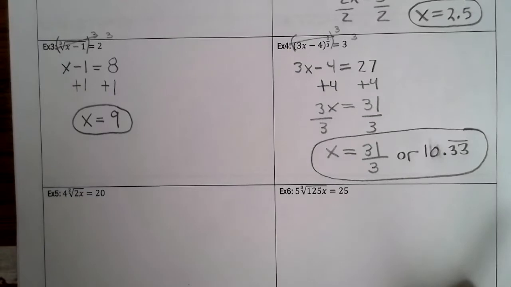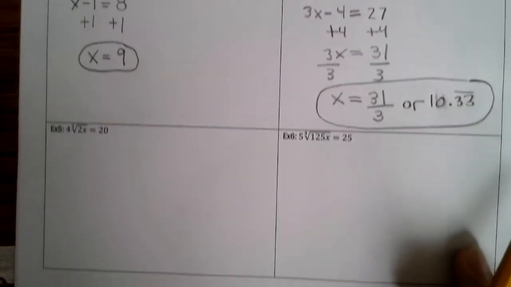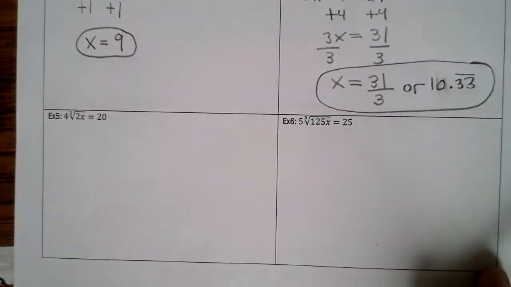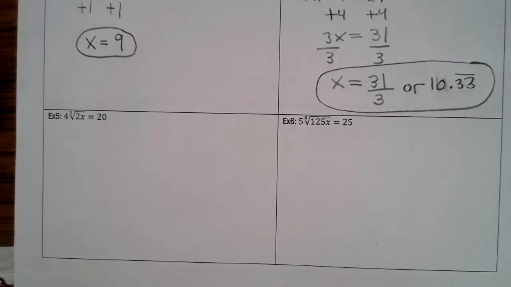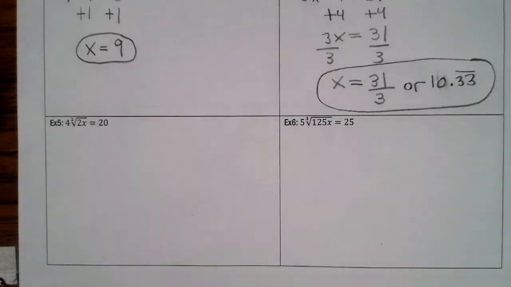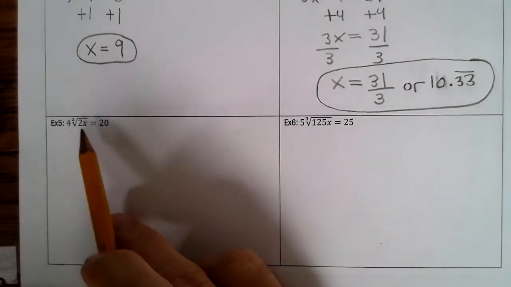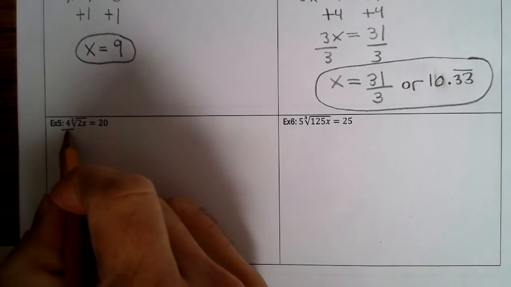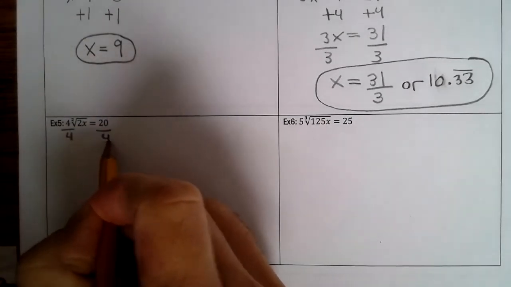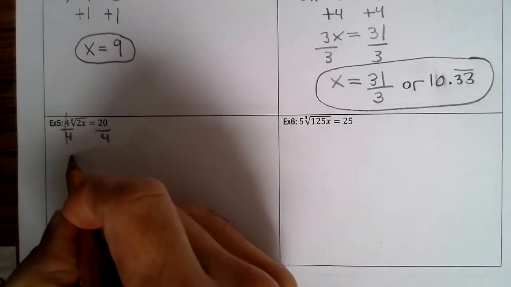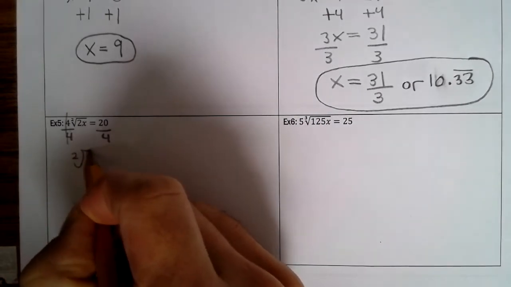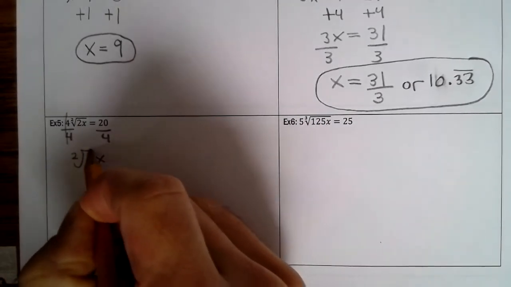All right, let's take a look at example 5. Now, in examples 1, 2, 3, and 4, the radicals were all isolated. In example 5, they're not isolated, so we need to isolate them first. So we're going to divide both sides by 4. You get the square root of 2x equals 20 divided by 4, which is 5.